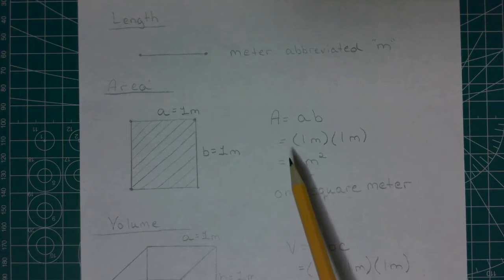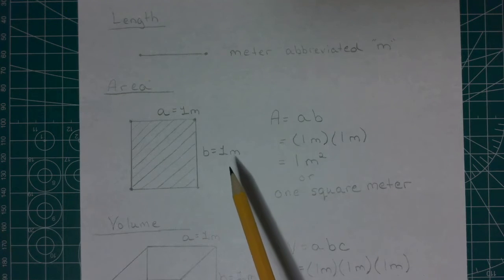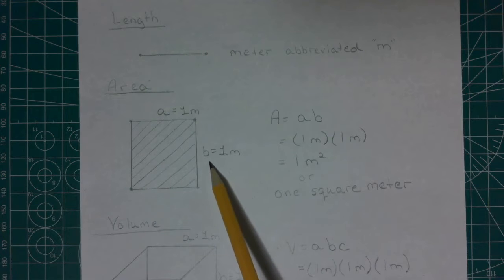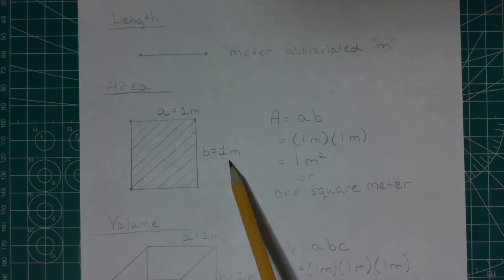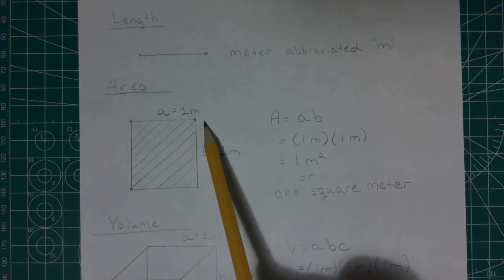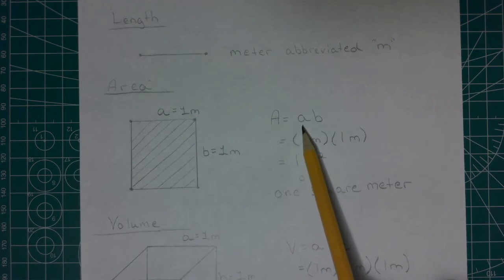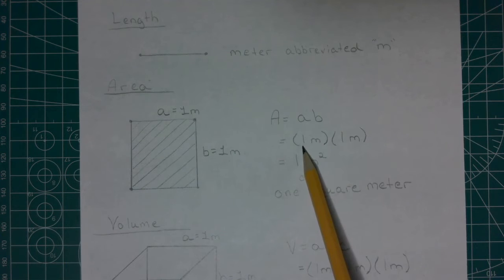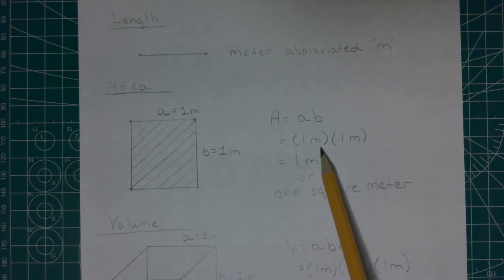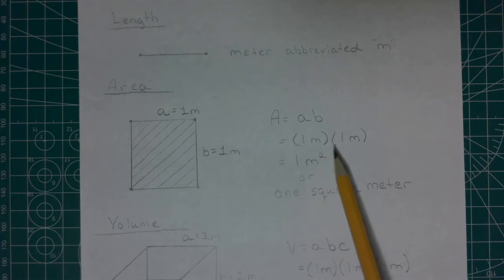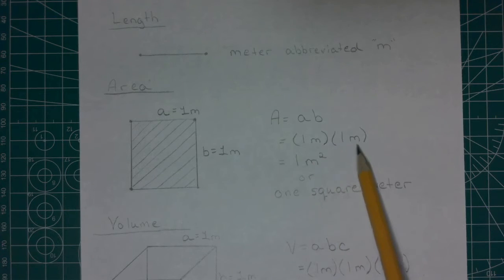Now if we put in our values for A and B, we're going to see here we have B being 1 meter and A being 1 meter, okay? And I'm going to replace those in there. I'm going to do a substitution. I'm going to put in their values, and you're going to notice I'm going to write the quantity, 1, and then a space, and then I'm going to give it a unit, meter. And I'm going to do the same here.